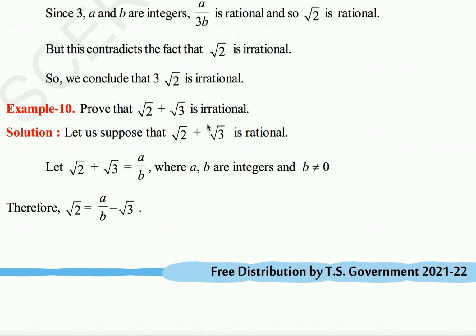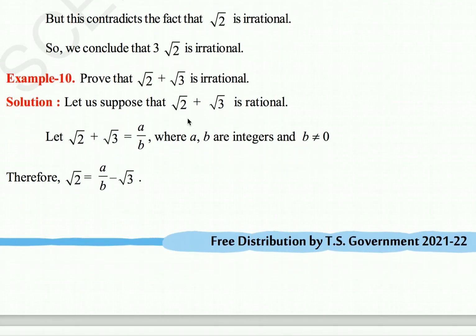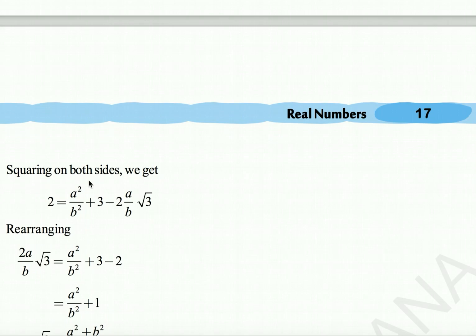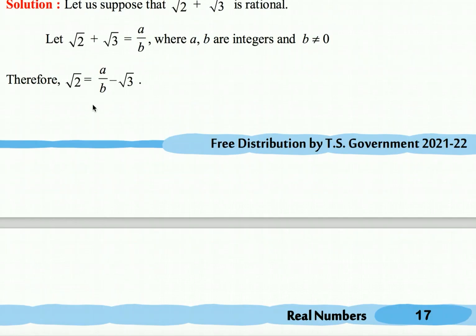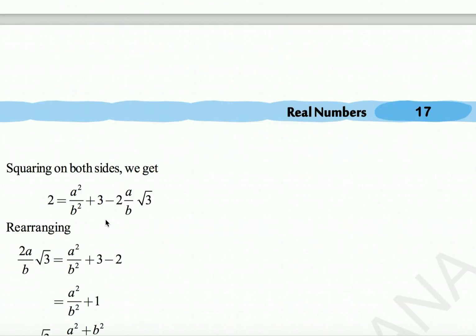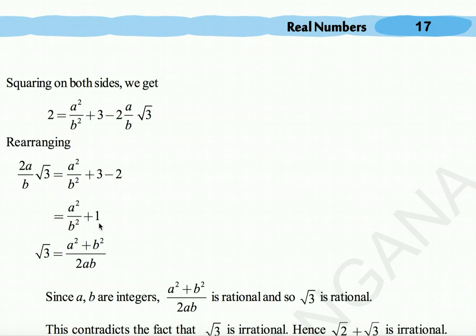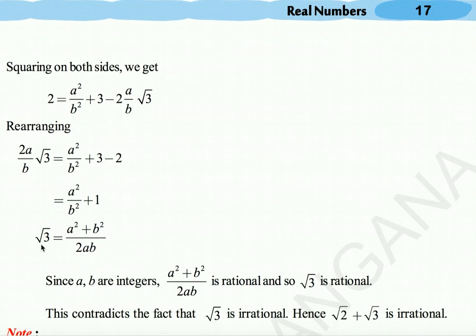Again, prove root 2 plus root 3 is irrational. Again, we suppose that this sum is rational by putting it as a by b, where a and b are integers, b not equal to 0. So root 2 equals a by b minus root 3. Now you square on both sides. So 2 equals a square by b square plus 3 minus 2 into a by b into root 3. Rearranging, this is what you will get: a square plus b square by 2ab equals root 3. Okay.